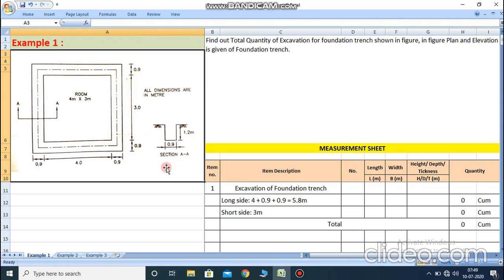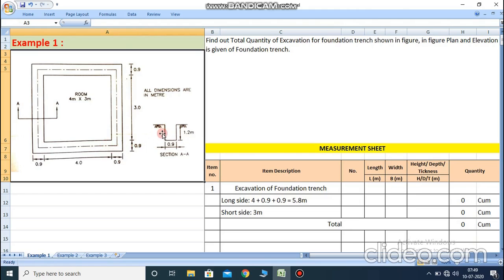So let's start example number 1. Find out the total quantity of the excavation for a foundation trench shown in the figure. In the figure, plan, elevation and section are given for a foundation trench. See this figure. Room size is given as 4 by 3 meter. Here 4 meters shows the length and 3 meters shows the width of the room. So the inner part is 4 by 3 meter. Clear? And a wall width of 0.9 meter is given. So we find out the total quantity of the excavation.